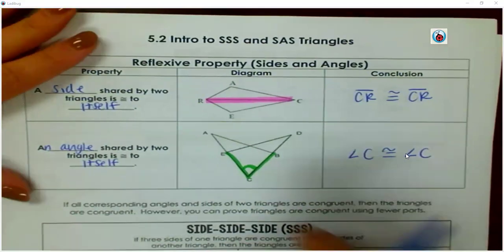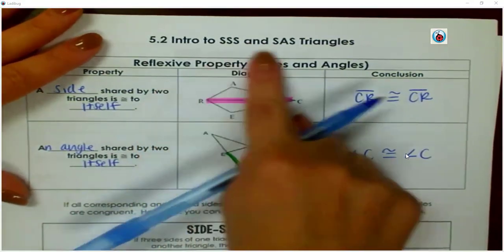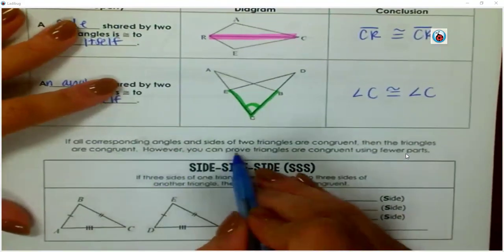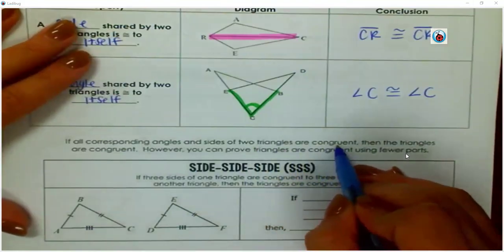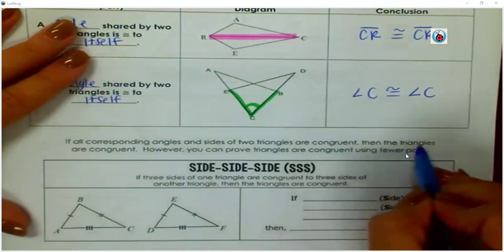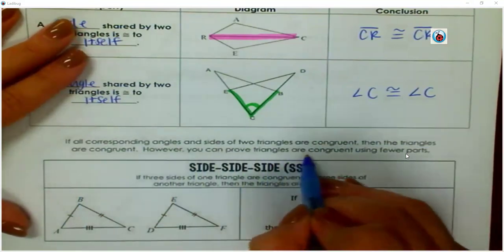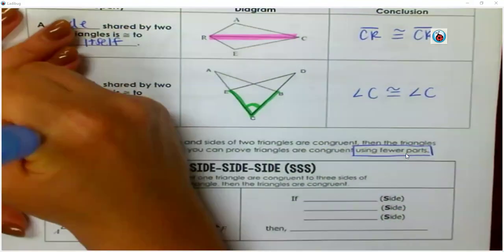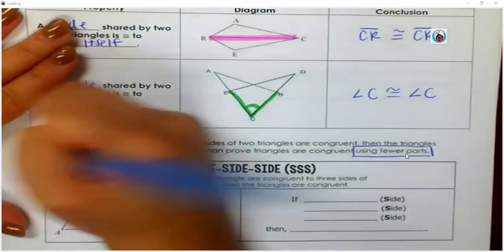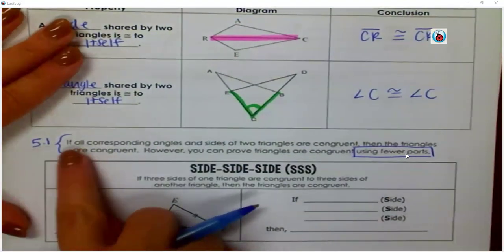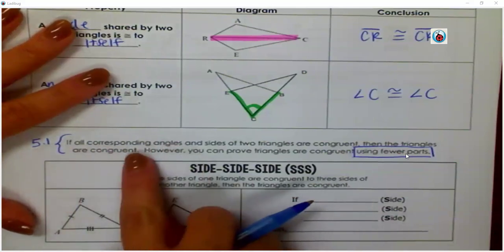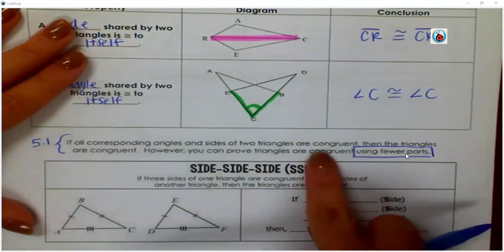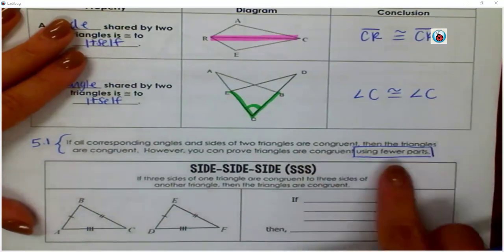We're going to use this property when we're proving triangles using these different theorems. So if all corresponding angles and sides of two triangles are congruent, which is what we talked about in 5.1, then the triangles are congruent. However, you can prove triangles using fewer parts. In the 5.1 notes, we talked about if two triangles are congruent, then every corresponding angle and side are also congruent. But sometimes you're not going to be given that information. And so you're going to have to use fewer parts.